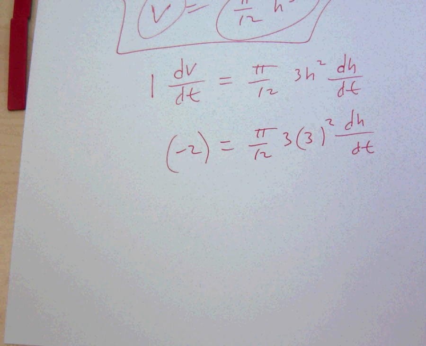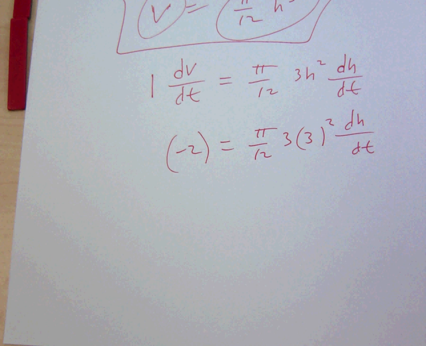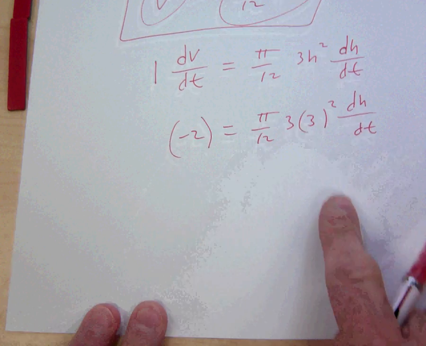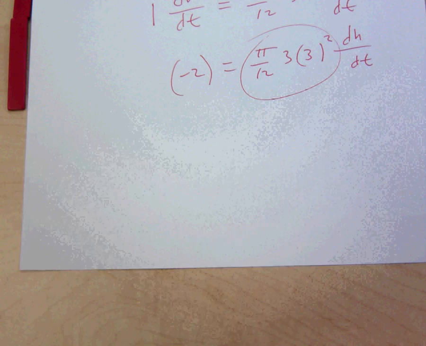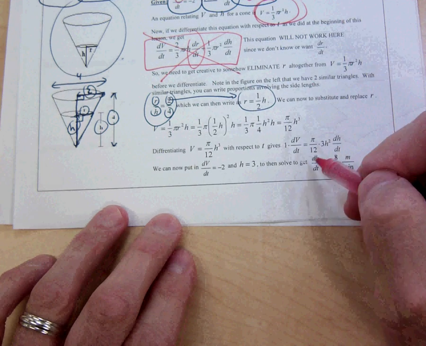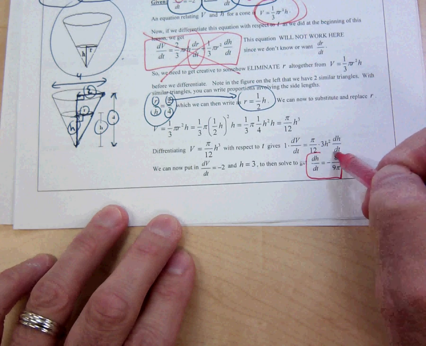Okay, so it's just algebra from here. Is that clear? Yes? So just simplify all this and divide both sides by that and simplify, and you end up with your answer, which is what? You end up with what? Yeah, -8 over 9 pi.